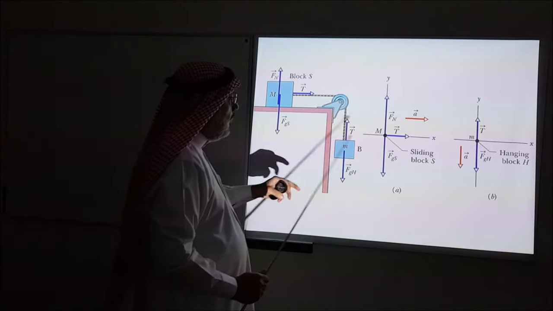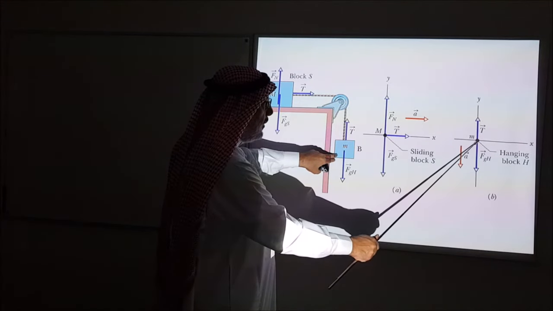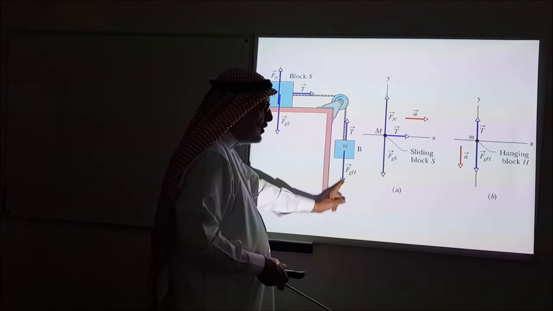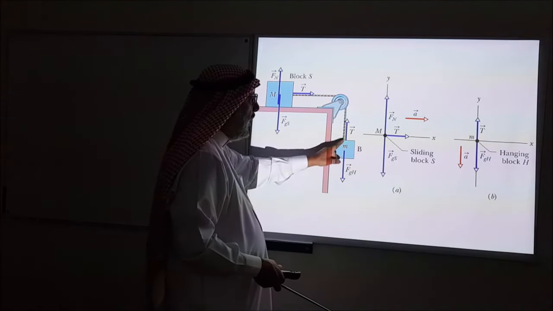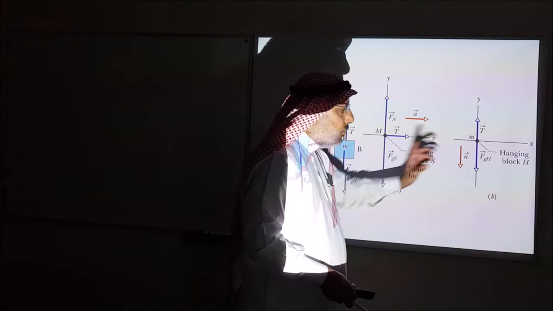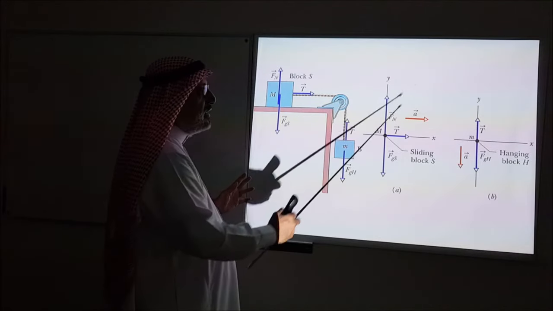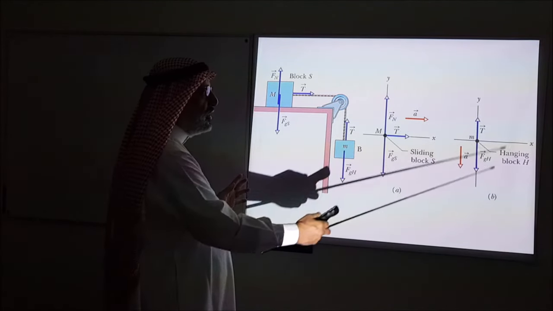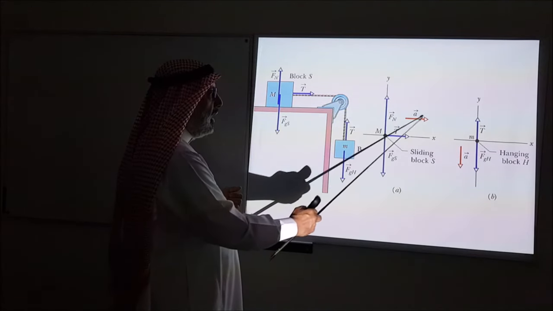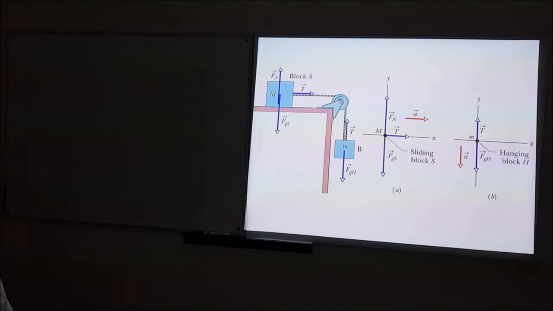The free body diagram of the hanging block is shown here. Here is the block represented by that dot. What forces are acting on it? The gravitational force, again perpendicular to the ground, and the tension in the cable, and it is accelerating downward. Now we will use these free body diagrams to analyze the situation using Newton's second law and find the unknowns. What are the unknowns? The tension and the acceleration. We have two unknowns to find here. So let's do that.